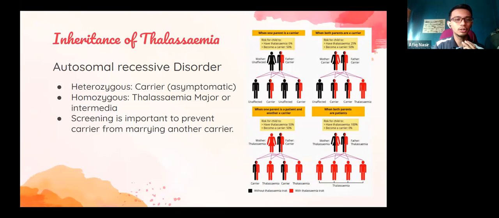Thalassemia is a disorder of inheritance. It is an autosomal recessive disorder. So if a patient has one thalassemia allele, heterozygous, the patient will be a carrier, which is asymptomatic. Whereas if the patient has two thalassemia alleles, the patient will be homozygous, and will be thalassemia major or intermedia. Screening is very important before marriage to prevent the offspring being a thalassemia major patient.